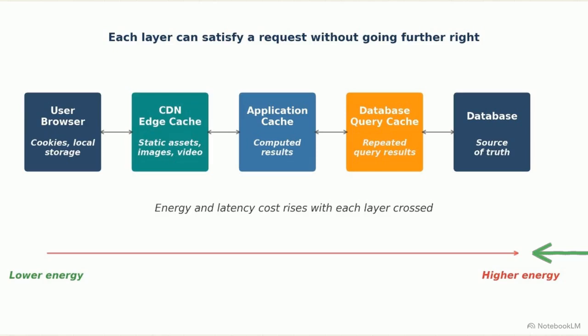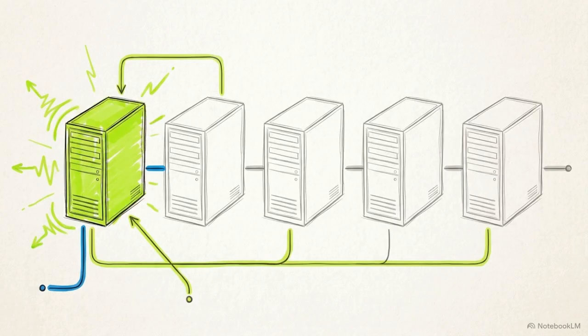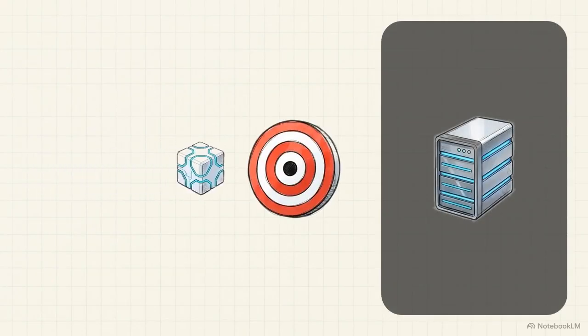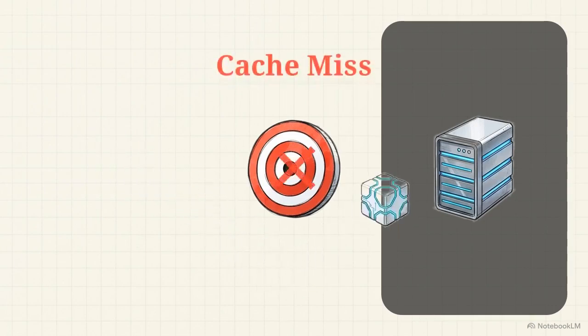Notice the red arrow mapping the energy and latency costs. Every layer that satisfies a request prevents energy from being spent in the layers behind it. A file caught by the browser avoids network transmission entirely. When a request finds its target in the interception layer, it is a cache hit. When it fails and continues onward, it is a cache miss.